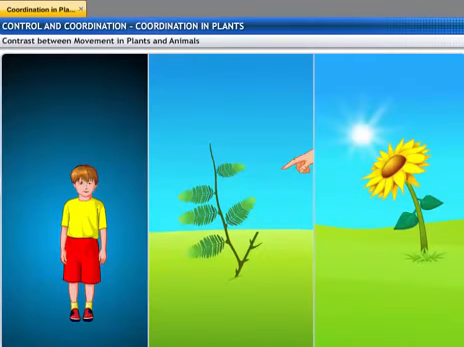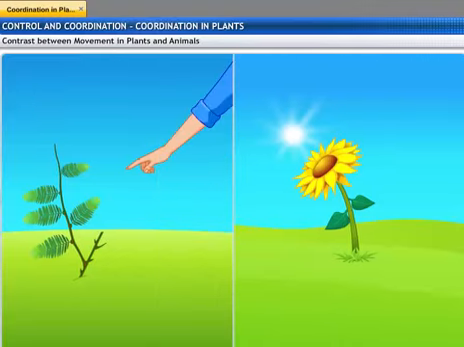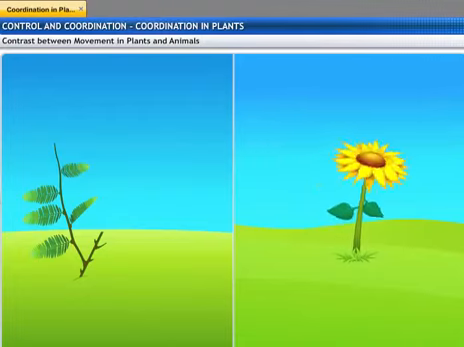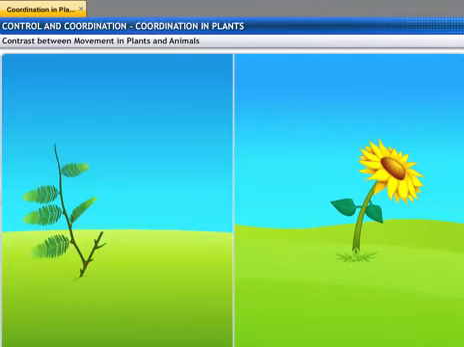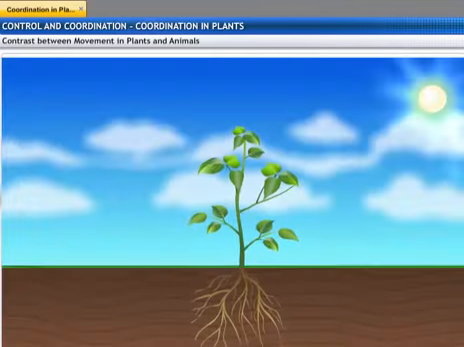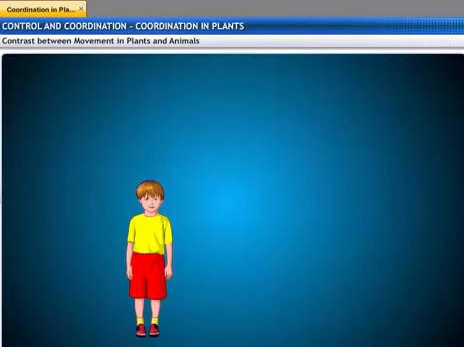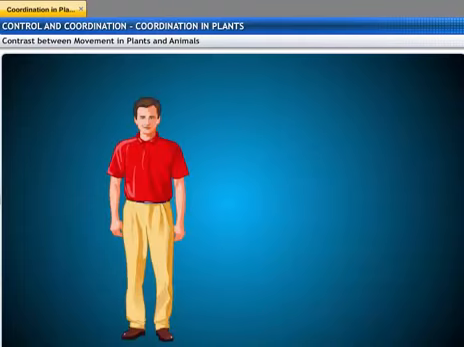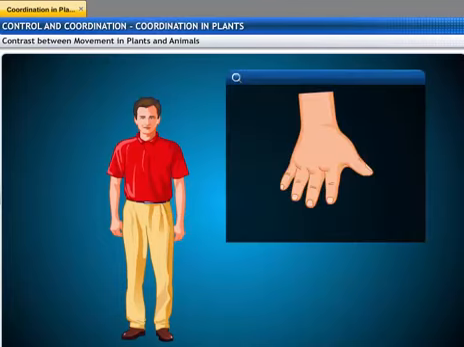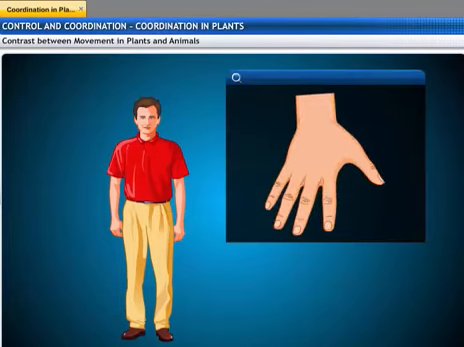Let's contrast the movement in plants with movement in animals. The movement of a sensitive plant in response to touch is very quick, whereas the movement of a sunflower in response to day or night is quite slow. Growth-related movement of plants will be even slower. As such, animal bodies also exhibit controlled directions of growth. Our arms and fingers grow in a certain direction, and not haphazardly.